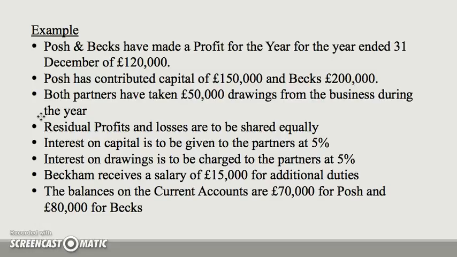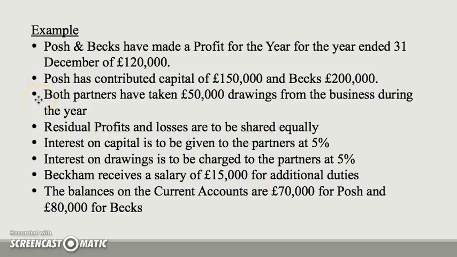Now we're going to have a look at an example of an appropriation account. You'll see this example in your notes in the pack that goes along with this presentation. We'll just have a look at this now. We've got Posh and Bex as partners in their business. They've made a profit for the year ended 31st of December of £120,000. Posh has contributed capital of £150,000, but Bex has risked a bit more, £200,000 into the business.